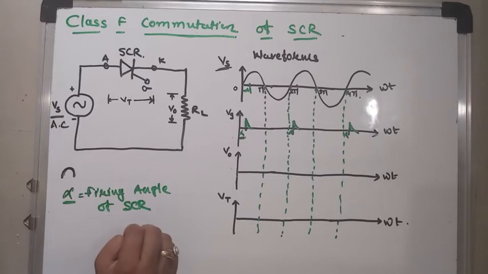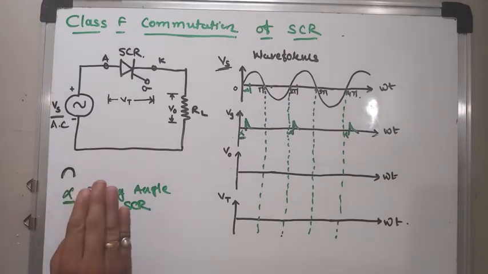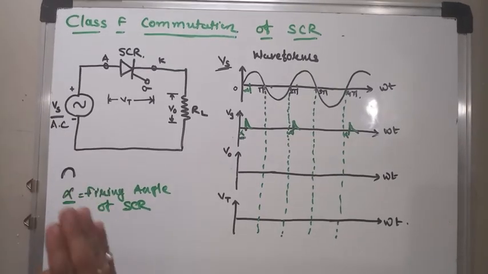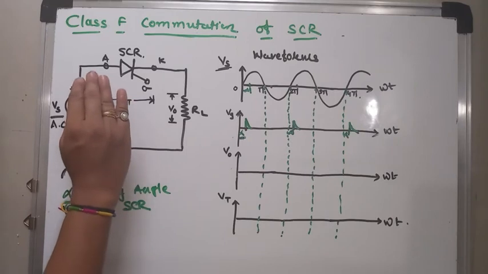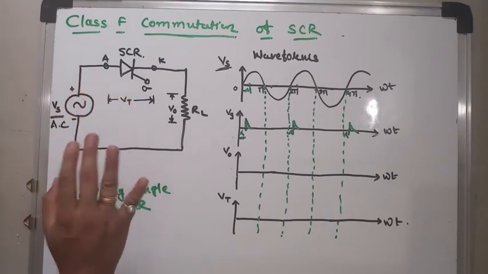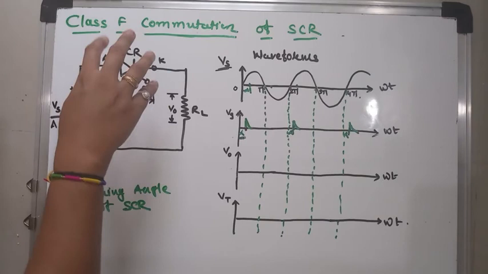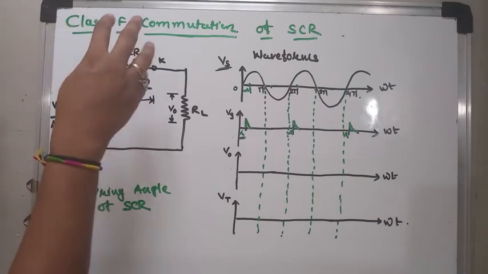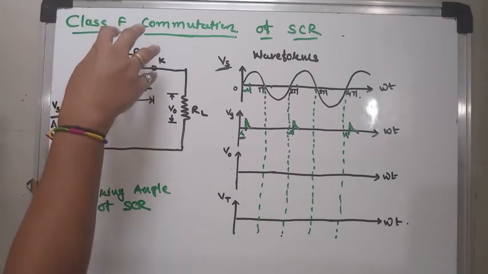So what will happen? Now the SCR comes into the forward conduction mode, which means the reverse-biased junction J2 undergoes avalanche breakdown. So all the junctions of the SCR, J1, J2 and J3, are forward biased, and now the SCR comes into the forward conduction mode and is in the on state.